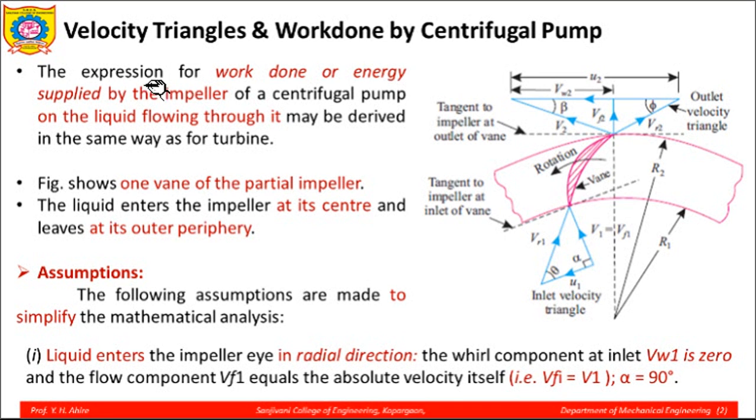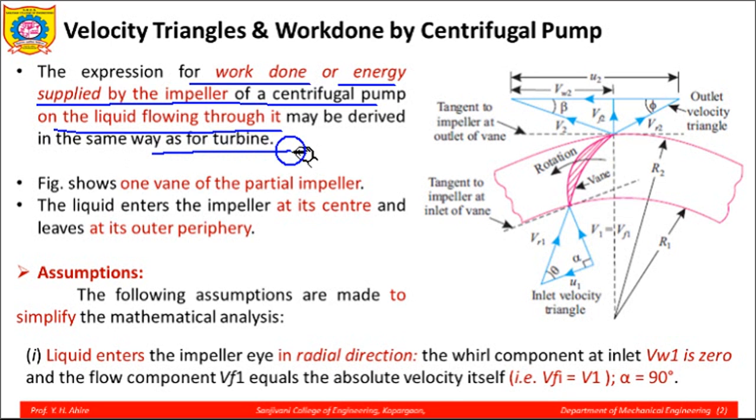The expression for work done, or the energy supplied by the impeller of a centrifugal pump on the liquid flowing through it, may be derived in the same way as we did for the expression of a reaction turbine, the reaction water turbine. The figure shows one vane of a partial impeller. So this is the partial impeller shown here, and one vane is drawn.